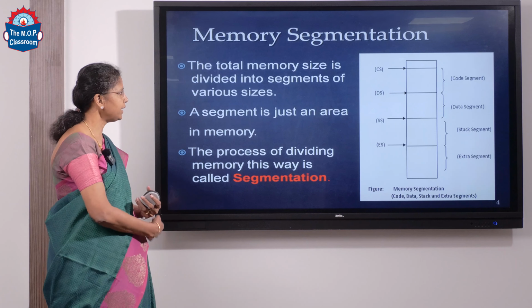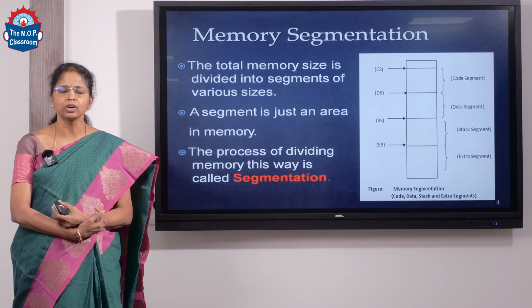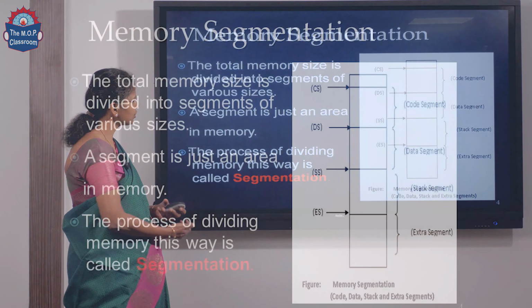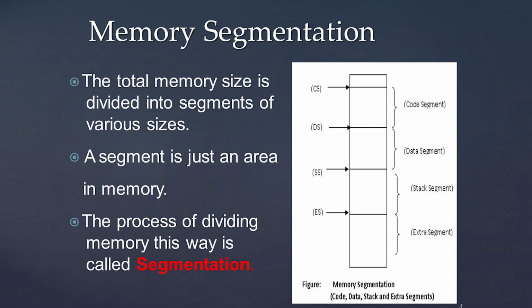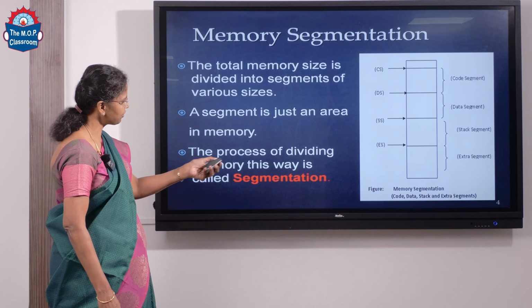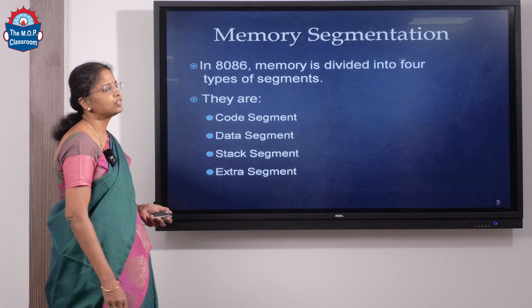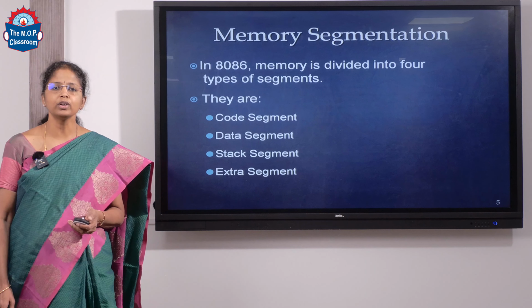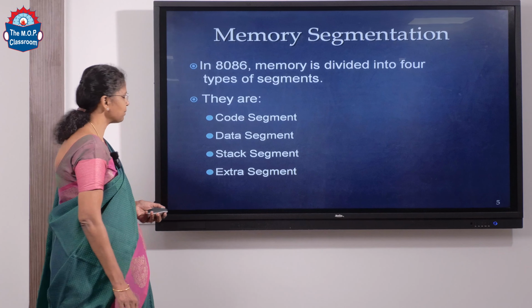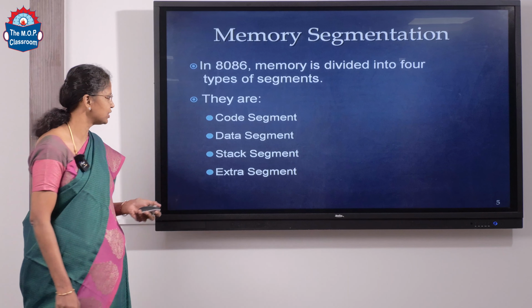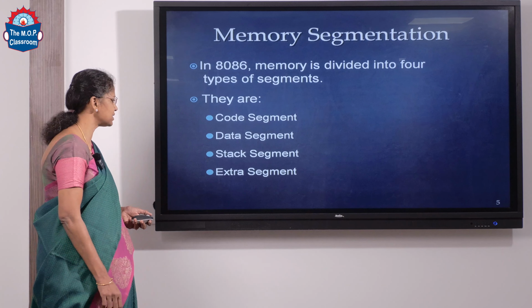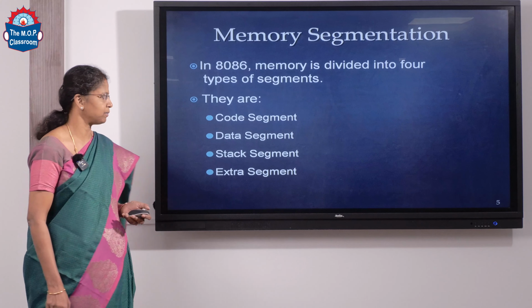Now here, 8086 goes for what is called memory segmentation. Could you see that the memory is divided into different segments? A segment is just an area in the memory. So the memory is divided into segments of various sizes. This is what we mean by memory segmentation. In 8086, there are 4 different segments: code segment, data segment, stack segment, and extra segment.